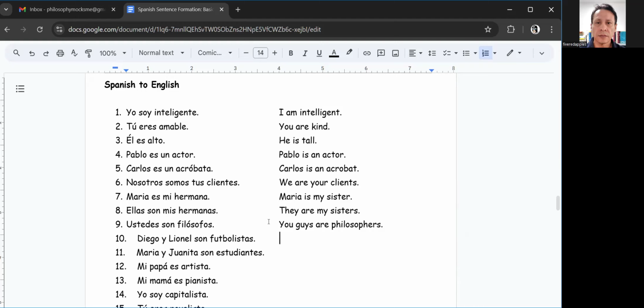Diego y Lionel son futbolistas. Diego and Lionel are soccer players. Futbolistas. In Spanish, soccer is fútbol. And when you put lista, it's a person who does that thing, right? If you see this ending, lista, or ista, I should say, or maybe plural istas, it's a person who does that thing, right? Okay, so just notice.